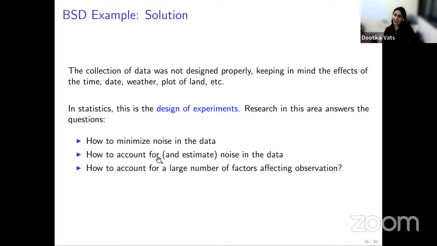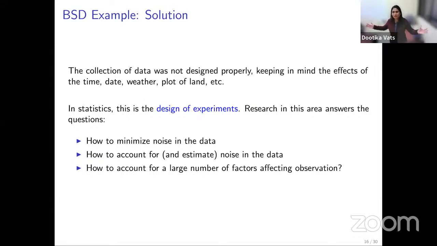How to account for and estimate the noise. Right? No matter how well I design the experiment, there will be some factors that will still affect my data collection process. So there will still be some noise. So how can I build the experiment so that I can account for that noise? So instead of collecting the data on only two different days, I should have collected the data on 30 different days. So that at least I have lots of data and I can average over those lots of data, right?